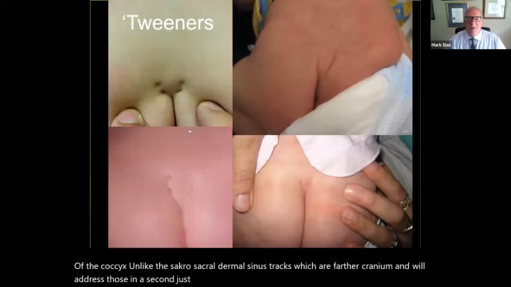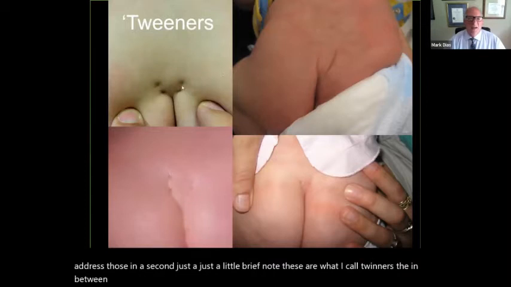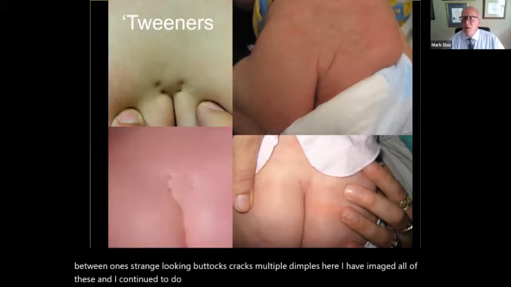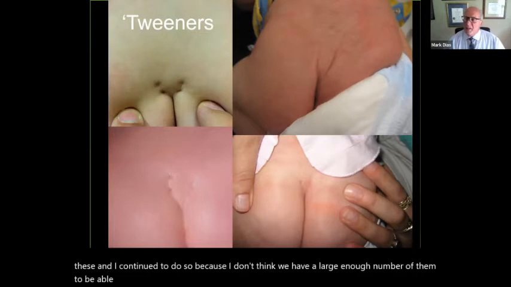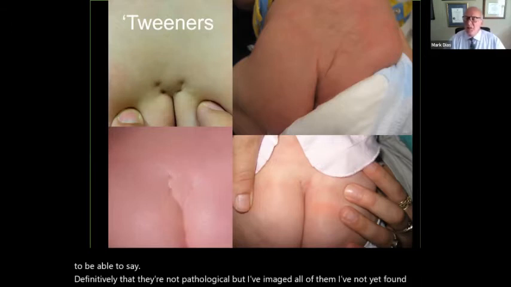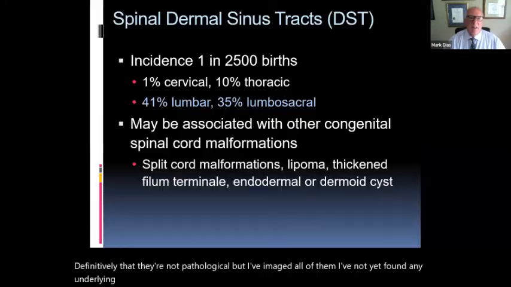These are what I call tweeners. The in-between ones, strange-looking buttocks cracks, multiple dimples here. I have imaged all of these, and I continue to do so because I don't think we have a large enough number of them to be able to say definitively that they're not pathological. But I've imaged all of them. I've not yet found any underlying dysraphic malformations in them.